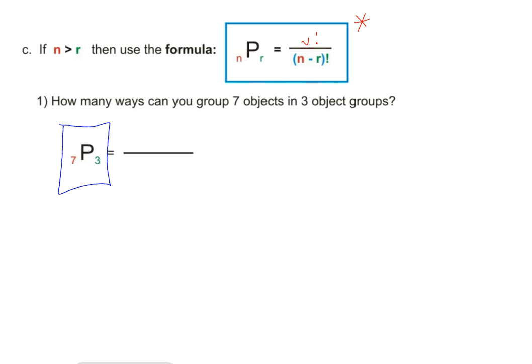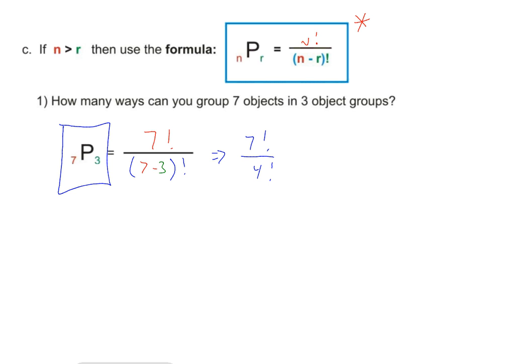So somebody tell me what to put on the top. What goes on the top? Colby? 7 factorial. Exactly, 7 factorial. Now be careful on the bottom. Make sure you use the parentheses, because the bottom is the 7 minus the 3. And when you're done with that number, then do the factorial button. So really, in effect, this is going to be 7 factorial divided by 4 factorial, right? All right, see if you can punch that on your calculator and get a correct answer. So work your calculator and see if you are getting what I'm going to tell you the answer is.